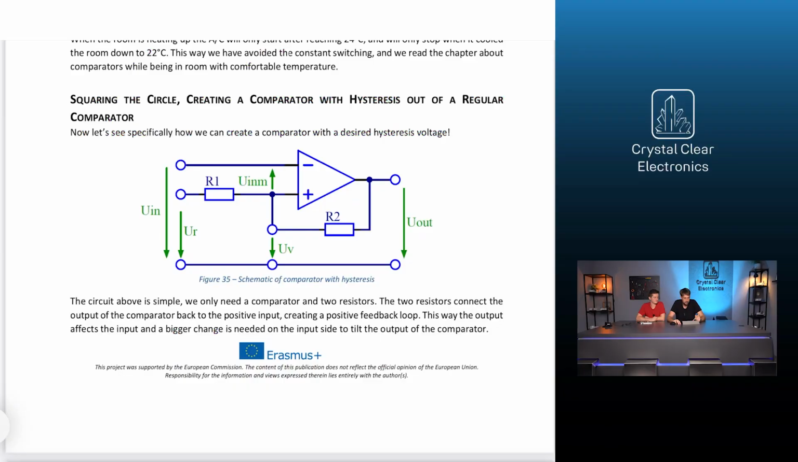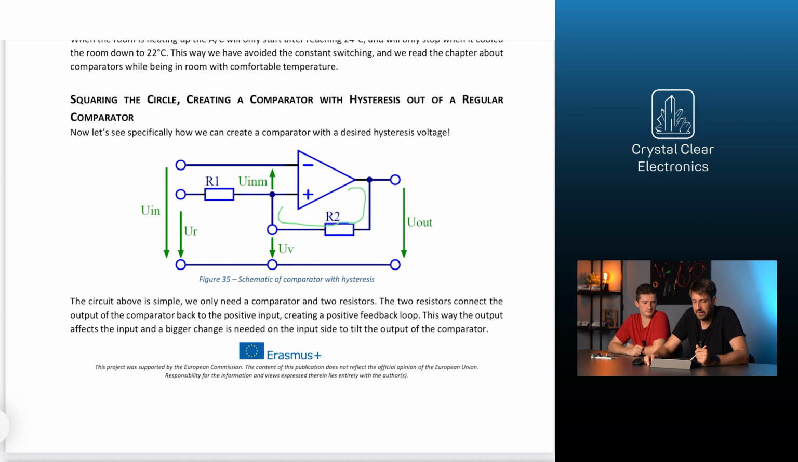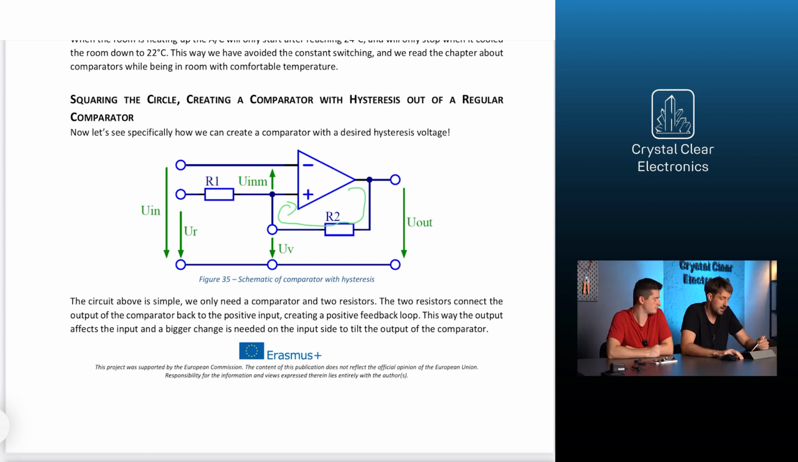So far, that sounds very good. Can you show us how to make a comparator with hysteresis out of a regular comparator available in the shop? The circuit is simple. We only need a comparator and two resistors. The two resistors connect the output of the comparator to the positive input, as shown in the figure, creating a positive feedback loop. This way, the output affects the input, and the bigger change is needed on the input side to tilt the output of the comparator.